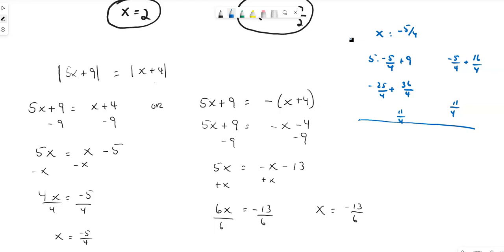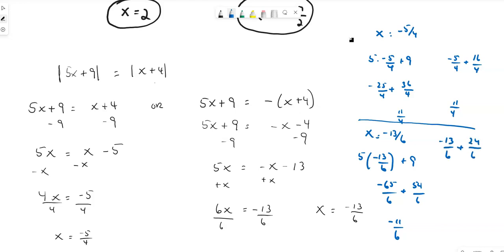All right, so now let's check the x equals negative 13/6. All right, a little bit more of a pain to put it in. 5x plus 9, so that gives me a negative 65/6. 9 is the same thing as 54/6, right? 6 times 9 is 54. When I add them together, I get a negative 11/6. On the other side, if I do negative 13/6 plus 4, 4 is 24/6. 24 minus 13 is 11.